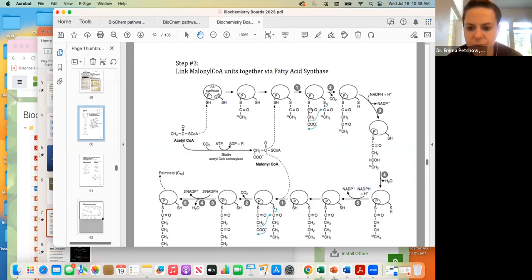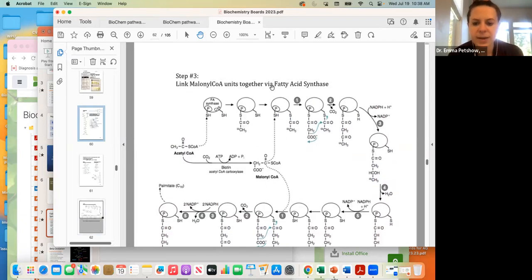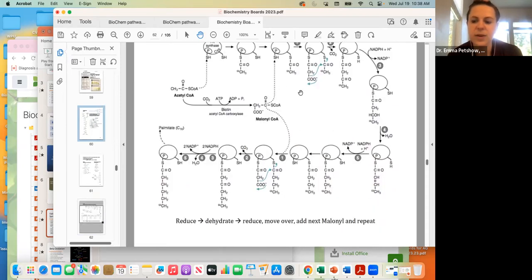We start from 3 carbons plus 2 carbons, and we get 4. Then we link more, add 2 more carbons, and we get 6. We add 2 more carbons, and we get 8, et cetera, until you get to palmitate. So this cycle is just going to repeat itself. You do acetyl-CoA to malonyl-CoA, and then you link your malonyl-CoA units via the enzyme fatty acid synthase. That's when you have to use NADPH. Essentially, you're reducing it, dehydrating it, and reducing it, moving something over, adding a malonyl, and then going again. This cycle repeats itself over and over.